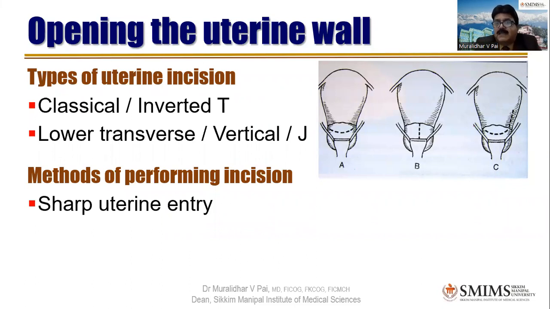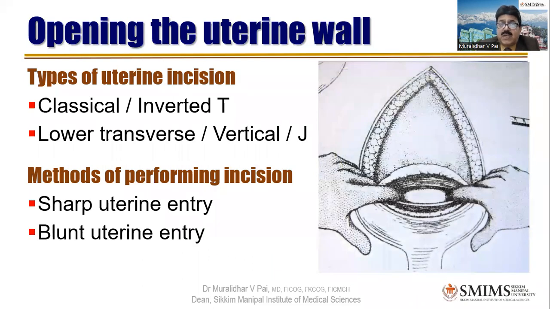But this sharp entry usually is needed if the lower segment is brittle in a previously scarred uterus, or if it is unduly thick, or if you want to make a very big incision right in the beginning, maybe because you are dealing with a big baby, or a twin, conjoined twins. That's what I did when I had to deliver the triplets, where one of them was conjoined twins, or if there is anything coming in the way of the incision. So these are the situations where you have to do a sharp entry.